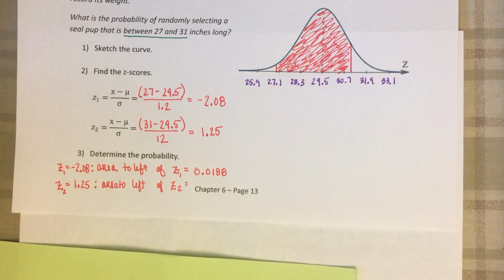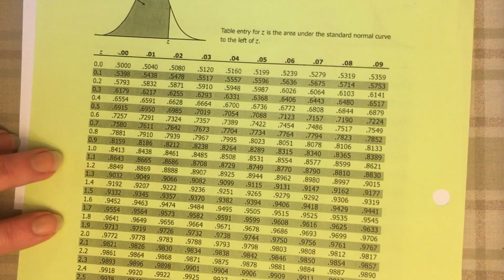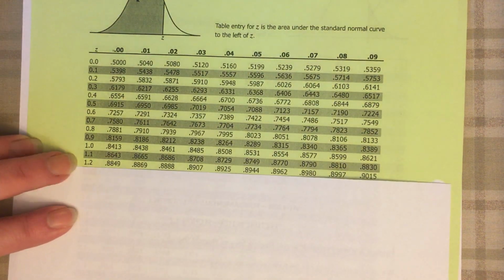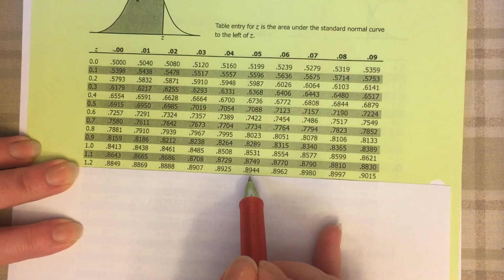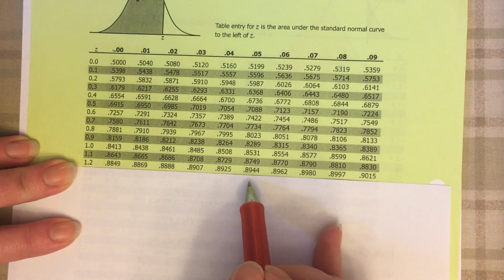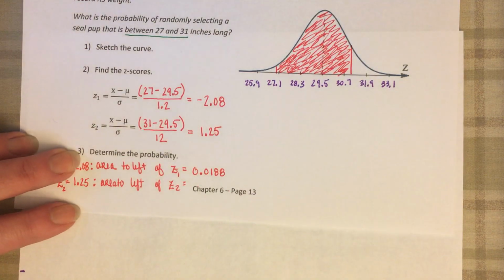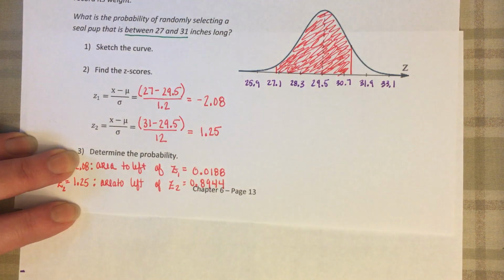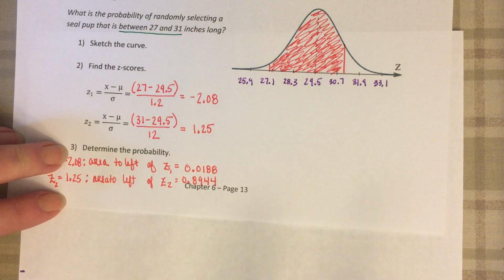Now our area to the left of our other z. Well, now we're positive, so we're going to flip our table over. We are positive 1.25, so we're going to find our row that starts with 1.2, move over into the column that has the correct second decimal value, so our column under the 0.05, and this gives us an area of 0.8944. As we are doing these problems, here we are looking for our area between.